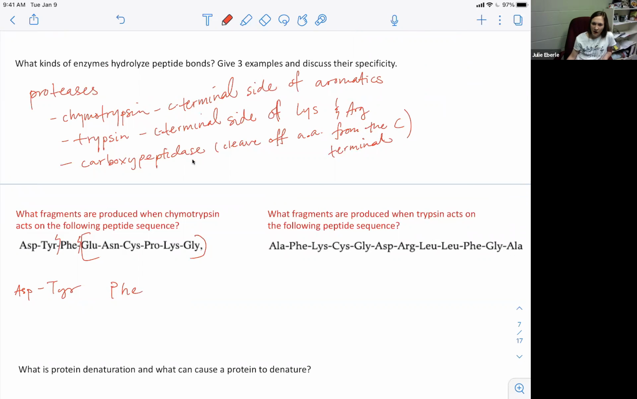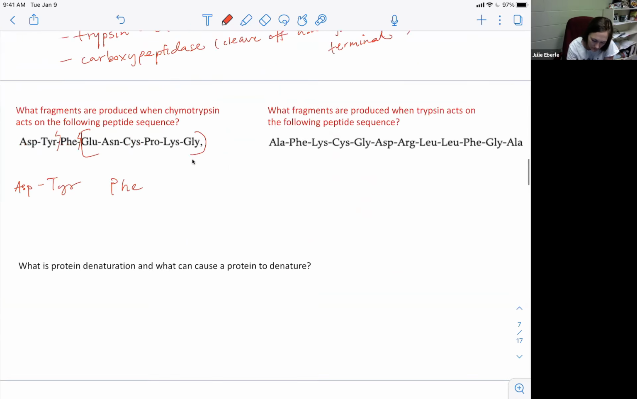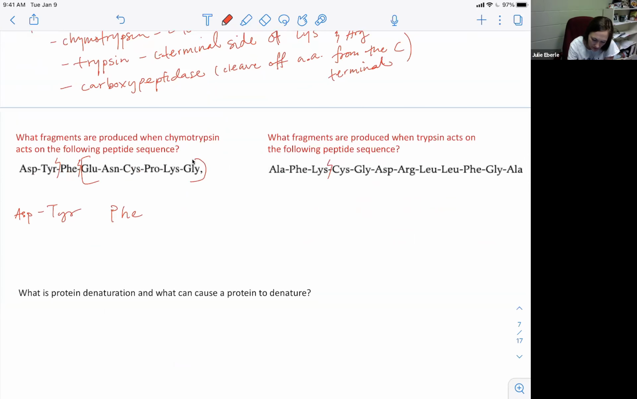Okay, what about what trypsin acts on this right here? So you're going to find all the lysines and all the arginines. You're going to cleave directly after those. So boom, it should cleave there. ARG is arginine. So this would be fragment number 1. This would be fragment number 2. That would be fragment number 3.